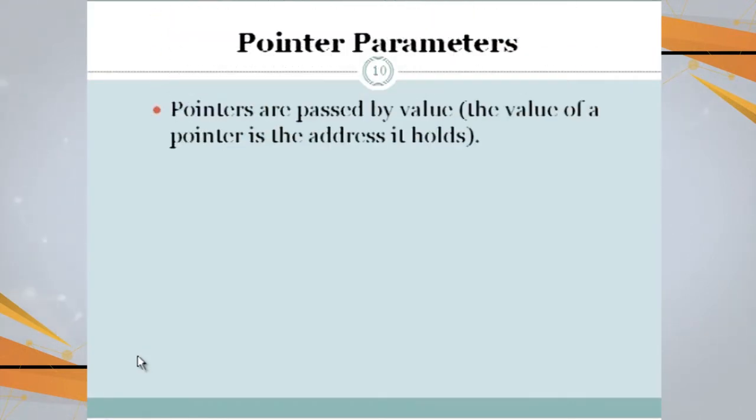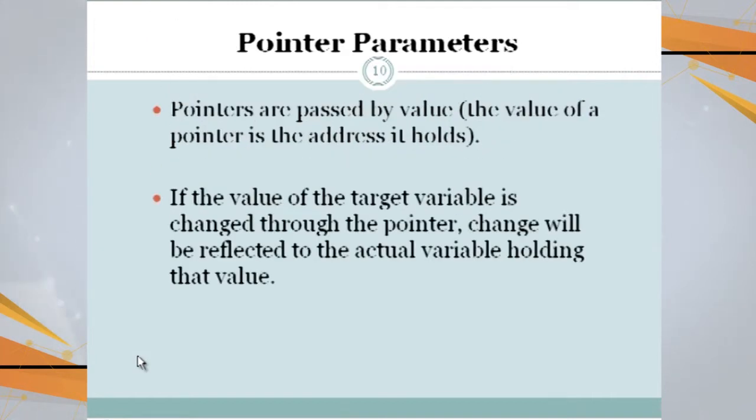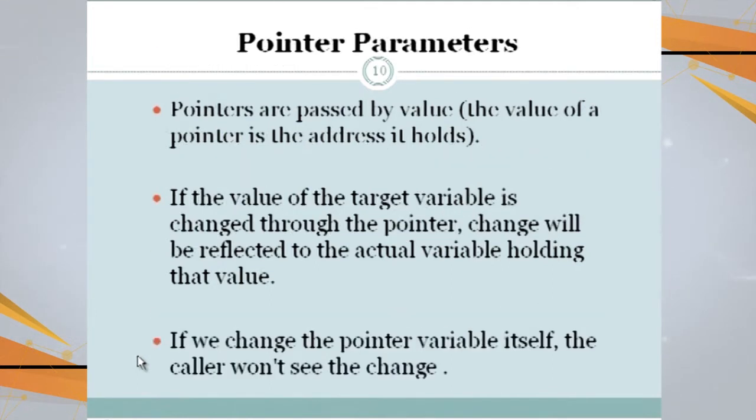Pointers are passed by value. The value of pointer variable is the address it holds. If the value of the target variable is changed through the pointer, the change will be reflected to the actual variable holding that value. If we change the pointer variable itself, the caller would not see the change. Let's study an example.